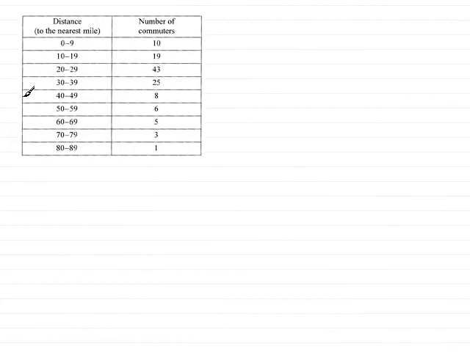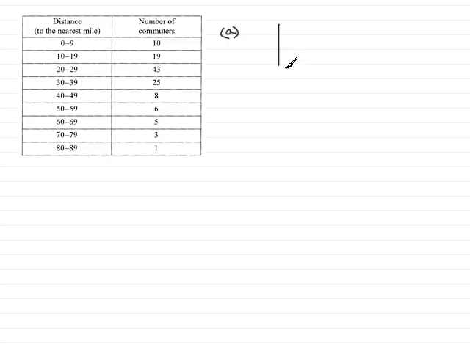Now here I've got a copy of the table that we're given in the question, the distance to the nearest mile travelled by the commuters. And in part A we're asked to describe the shape of the distribution. Well, you can see that many of the commuters travel somewhere between 0 and say about 39 miles. Most of the data is bunched up at this end. And that is a sign of positive skew.